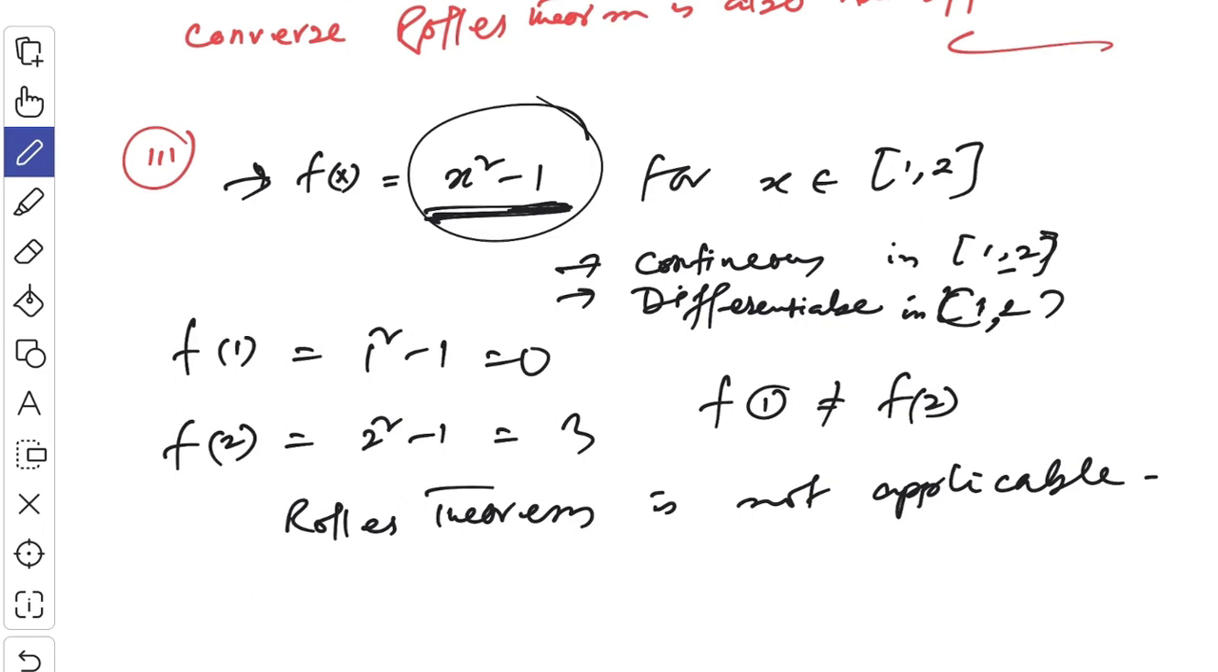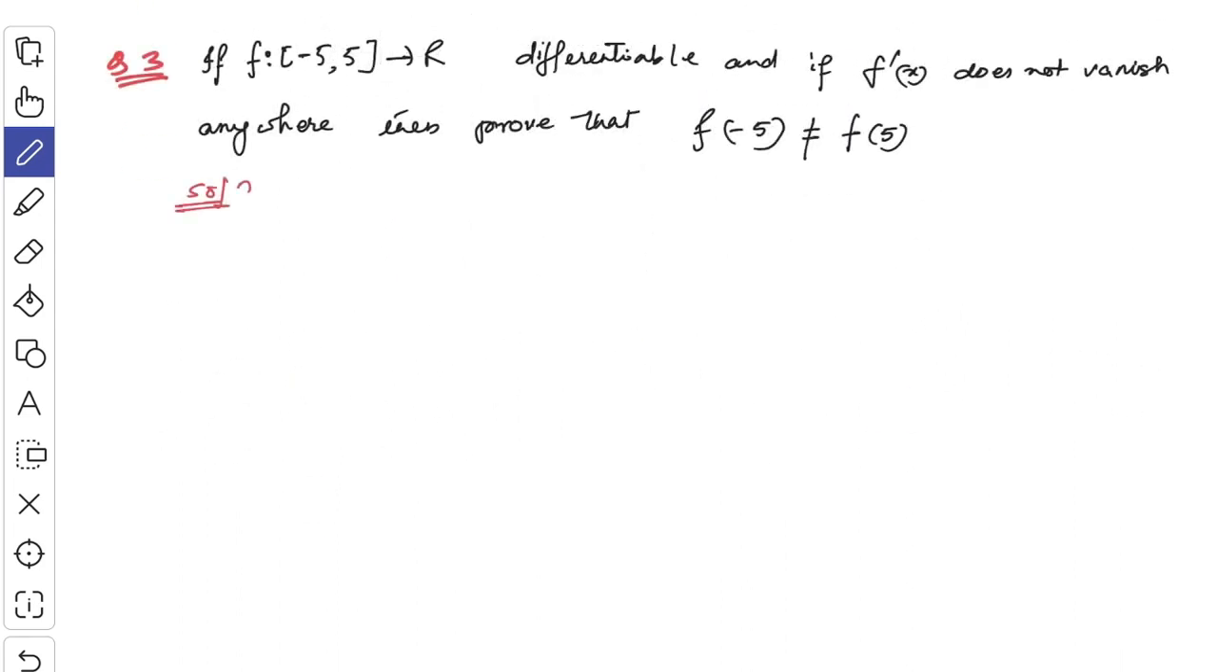Okay, so hope you have understood till this. Now let's move on to next question. Question number 3. Now in the third question it is given that this function is differentiable, and if f dash x doesn't vanish, that means f dash x never becomes equal to 0. So anywhere it never becomes 0, then we need to prove f of minus 5 is not equal to f of 5. So how to prove that?